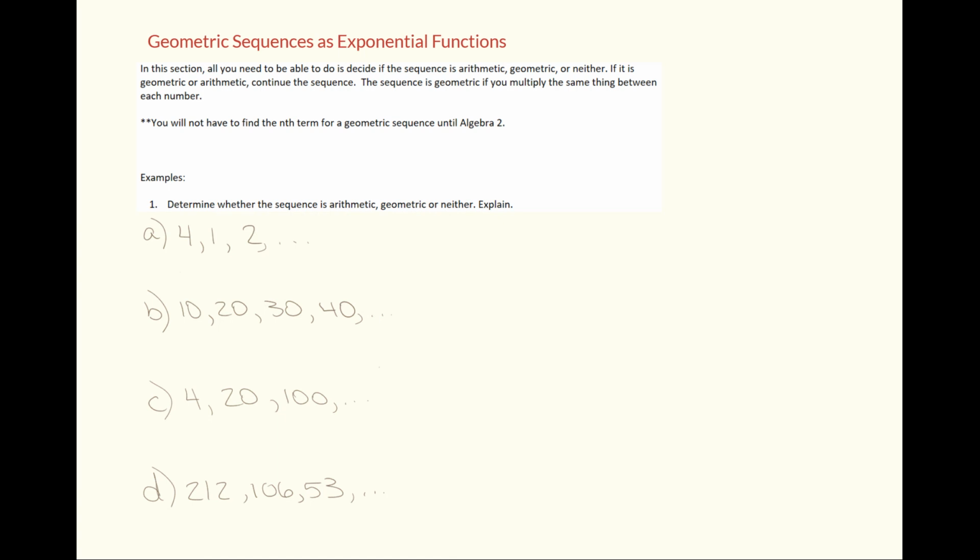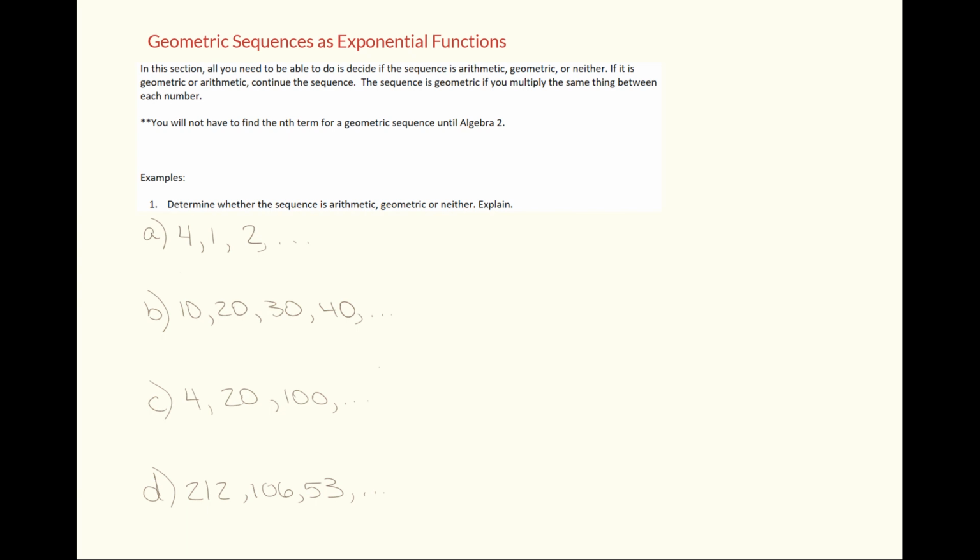In this section, we're talking about geometric sequences as exponential functions. In Algebra 2, you will go on to discover more things about geometric sequences and the recursive formula. Right now, we're not going to be doing that. In this section for Algebra 1, all you need to be able to do is decide if the sequence is arithmetic or geometric or neither.